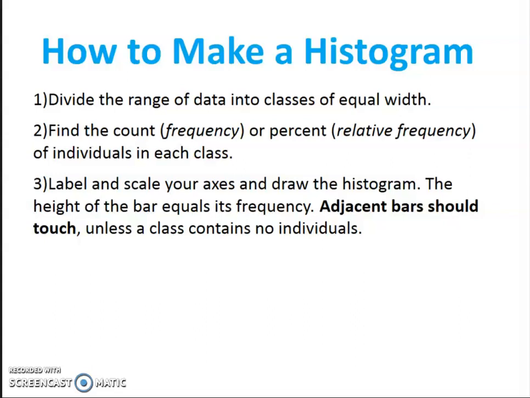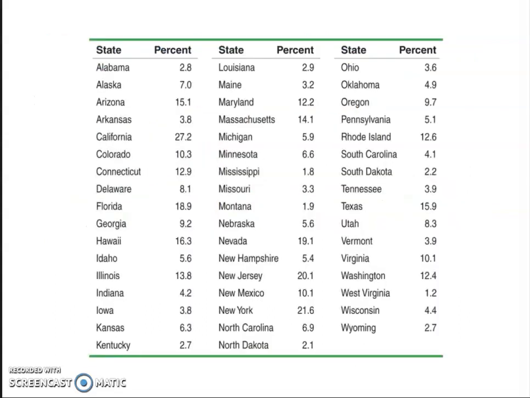So we're going to go through an example together. This one can also be found in your book, but it's good practice for you to recreate it yourselves. This data right here is representing each state. There are 50 states here, and the percent that's listed tells you what percent of the state's population were actually born outside of the United States. So if I want to make a histogram, what was the first step?